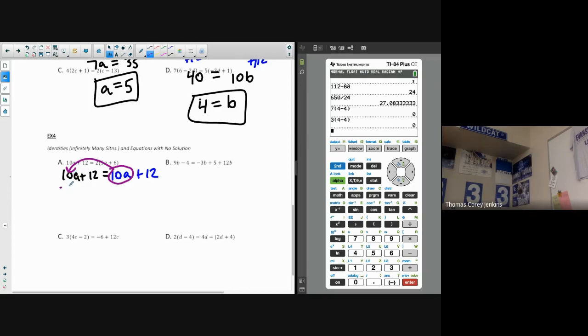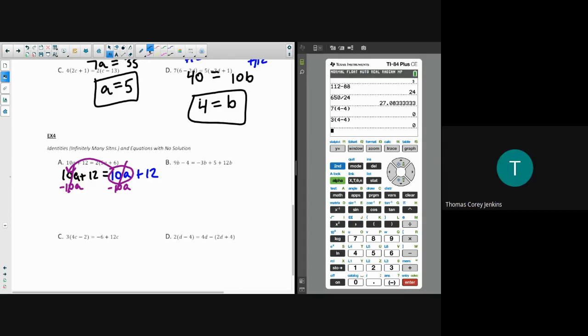So when I subtract 10A to move either one, it cancels them both out, okay? And then at that point, I'm left with whatever I'm left with. On the left side, 0 plus 12 is 12. On the right side, 0 plus 12 is 12, right? So now I'm just going to evaluate. Is that true or false? Clearly, we know 12 equals 12. So that is an IMS.